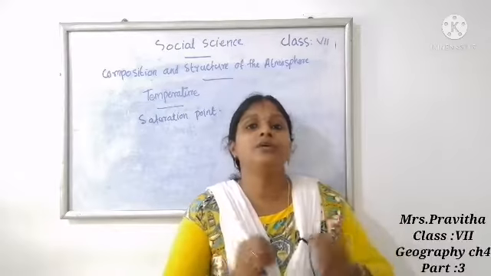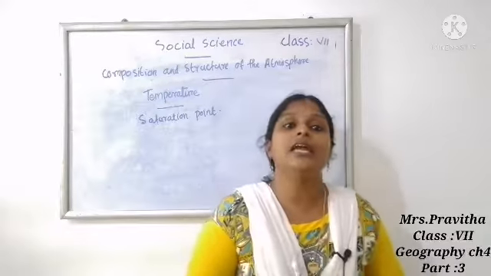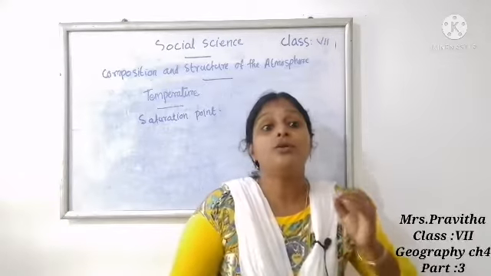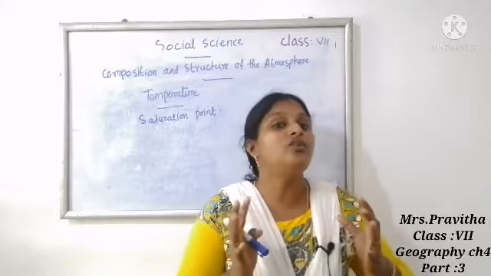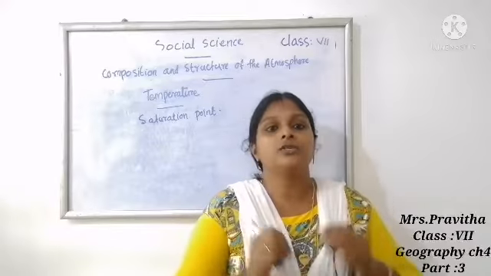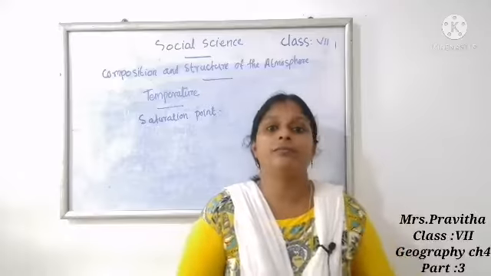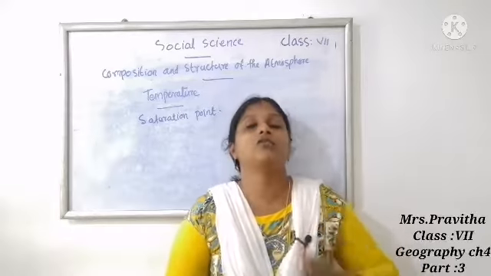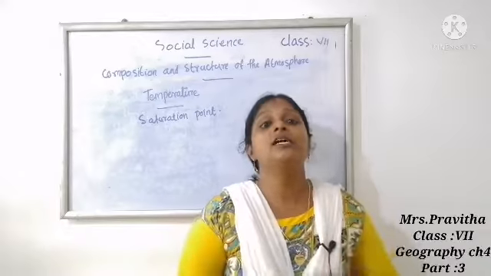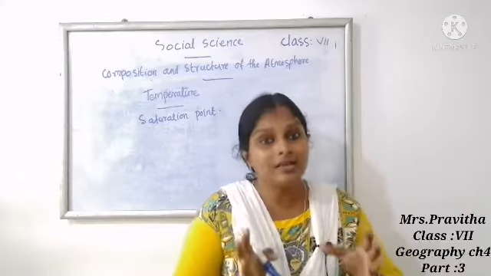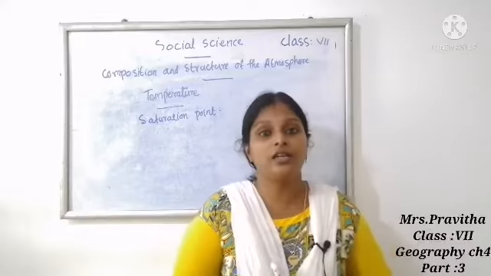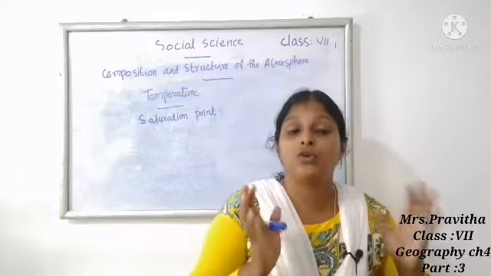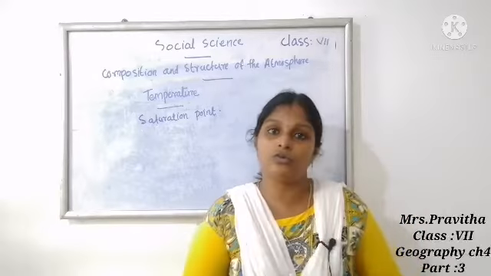As the temperature of the saturated air falls, the water vapor in it condenses to form droplets of water which float in the air. Millions of such droplets together make clouds. So what will happen? As the temperature of the saturated air falls, the water vapor condenses to form droplets of water which float in the air, and millions of such droplets together make clouds.